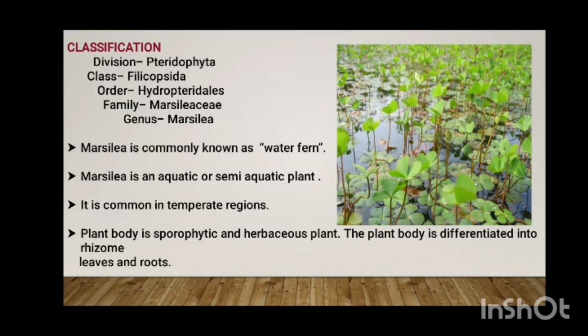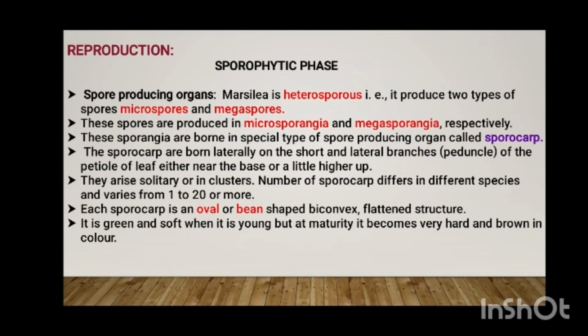It is an aquatic and semi-aquatic plant of the temperate region. The plant body is sporophytic and herbaceous. The plant body is differentiated into rhizome, leaves and roots. Reproduction, sporophytic phase, spore producing organs. Marsilea is heterosporous. It produces two types of spores, microspore and megaspore.